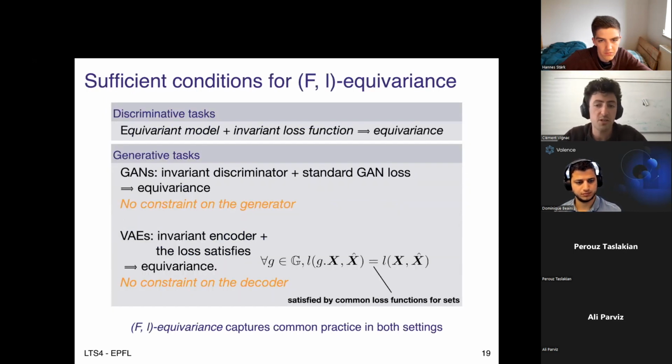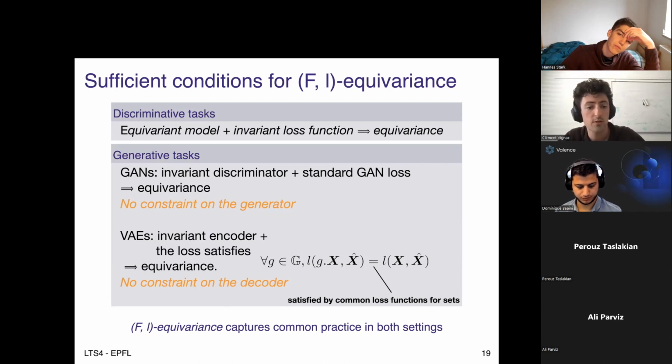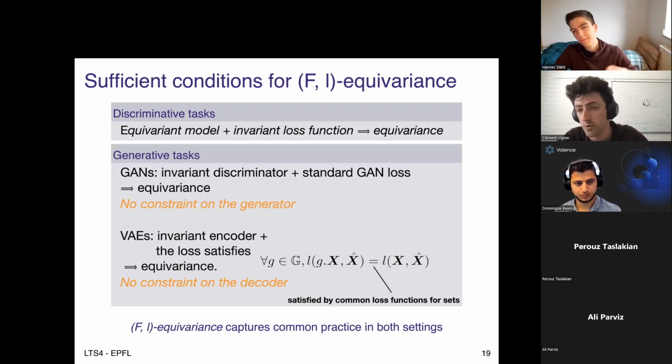So for discriminative tasks, like the n-body problems that I talked about, an equivariant model and an invariant loss give equivariance. And for generative tasks, we can very easily derive sufficient conditions. It's just two-line proofs. In the case of GANs, you want an invariant discriminator, and then if you have the standard GAN loss, you have equivariance, and you have no constraint on the generator.